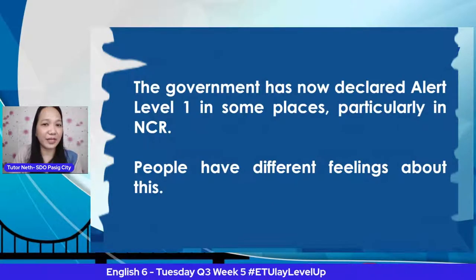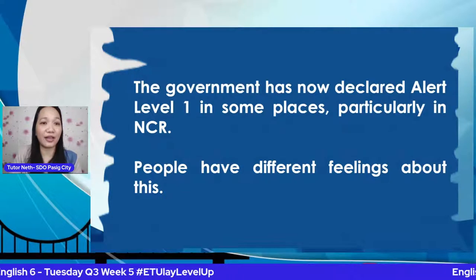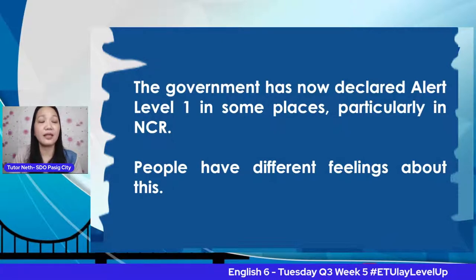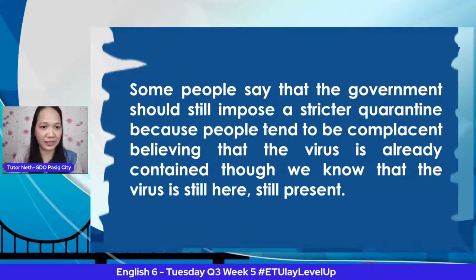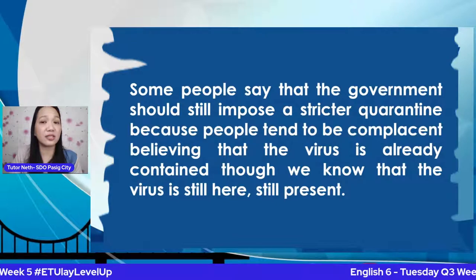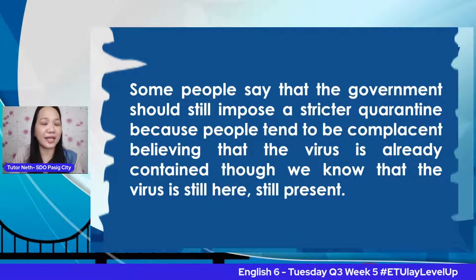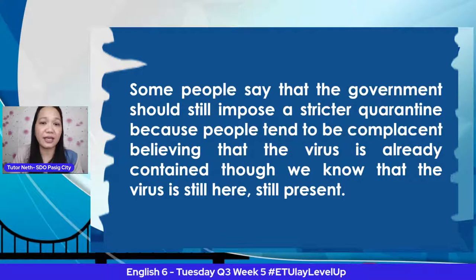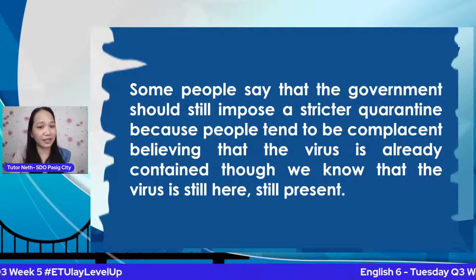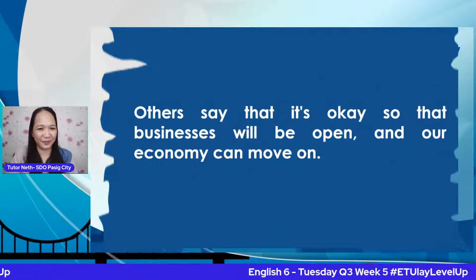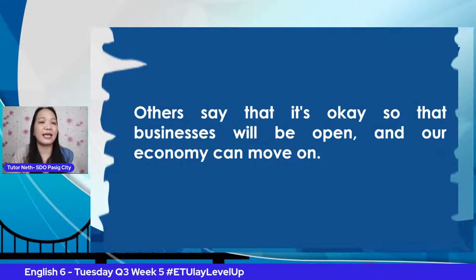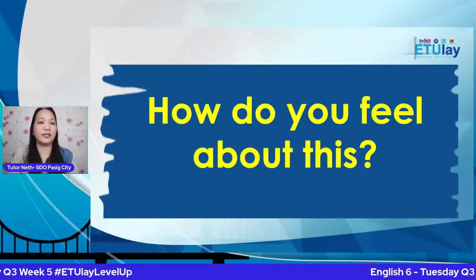The government has now declared alert level 1 in some places, particularly in NCR. People have different feelings about this. Some people say that the government should still impose a stricter quarantine because people tend to be complacent, believing that the virus is already contained, though we know that the virus is still present. Others say that it's okay so that businesses will be open and our economy can move on.